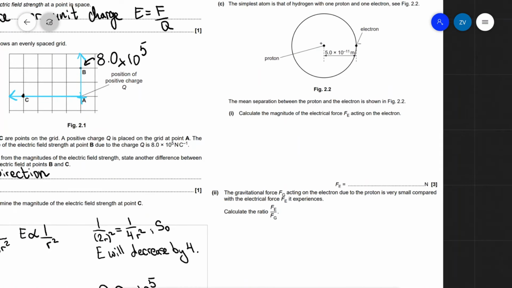So moving on to part C, the simplest atom is that of the hydrogen, and that has 1 proton and 1 electron, and we have a little picture of this atom over here. Calculate the magnitude of the electrical force between them.